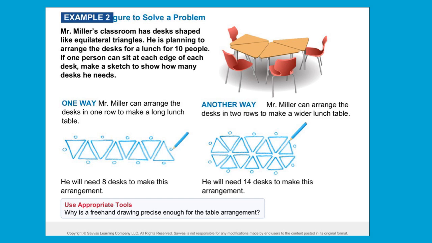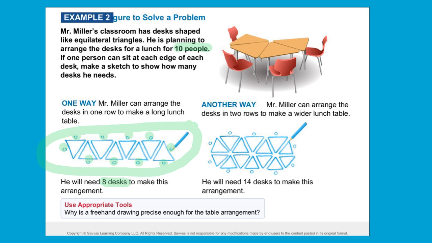So here we have Mr. Miller's first option. They're kind of in a linear pattern, lined up side by side. And you're going to notice the circles are people. 1, 2, 3, 4, 5, 6, 7, 8, 9, 10 people, which is what we need. And we want to know how many desks he needs. So if he does this option, he's going to need 8 desks.